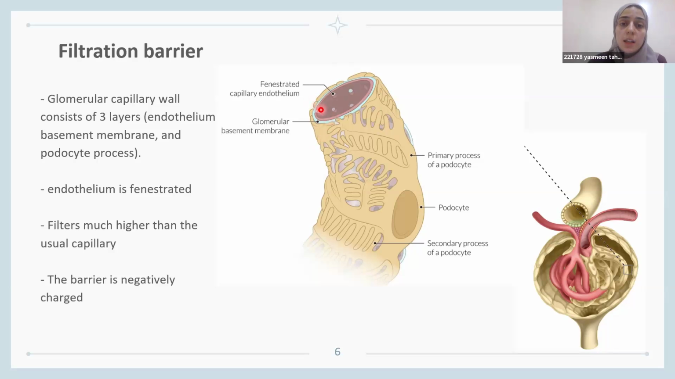One of them is that the endothelium, the most interior part of this filtration barrier, is actually fenestrated. So we have holes in it that allow for high filtration. And of course, there are other factors we will discuss today in the filtration barrier. Also, you should know that the barrier is negatively charged, and this is very important in determining which molecules are going to be filtered through the glomerular capillaries. The charge plays a very important role.